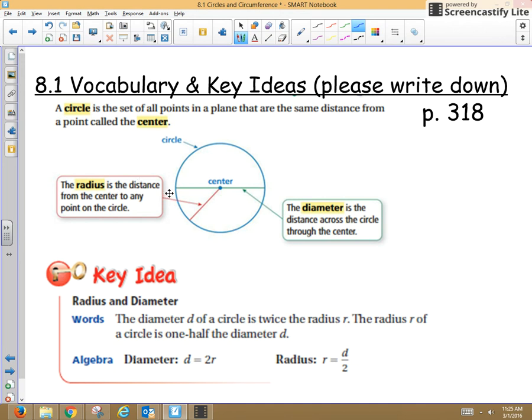The radius is the distance from the center to any point on the circle, as you see here in red. And the diameter is the green line that passes through the center of the circle to show the distance across the circle.